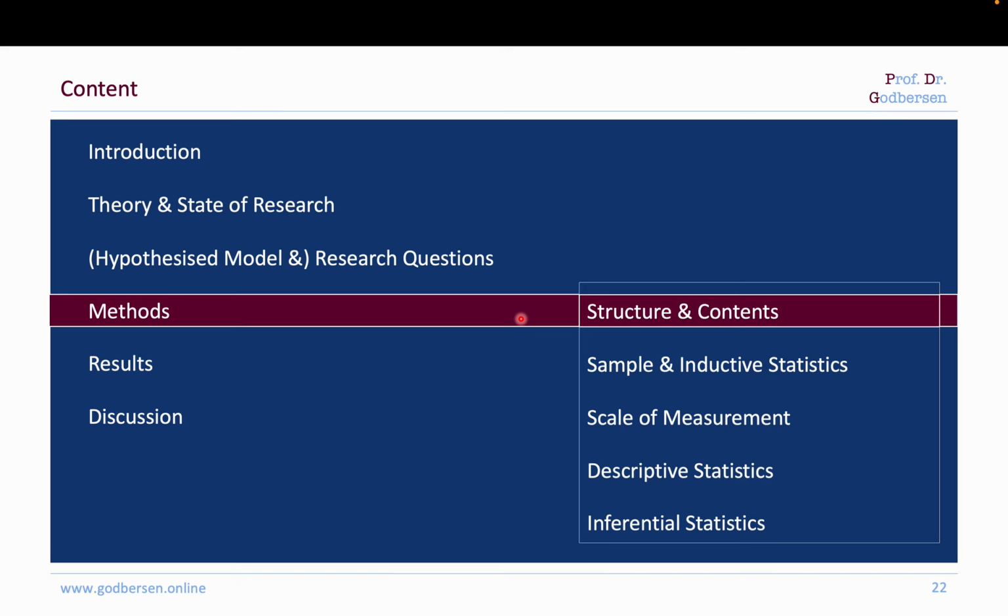But then, in the following videos, I would like to introduce you to sampling and inductive statistics, the scale of measurement, how you go about when you have descriptive statistics, and what you need in academic research, with only a few exceptions, inferential statistics. But all of these I will explain in the next parts of videos. Here and now it is about the structure and the contents of the methods section.